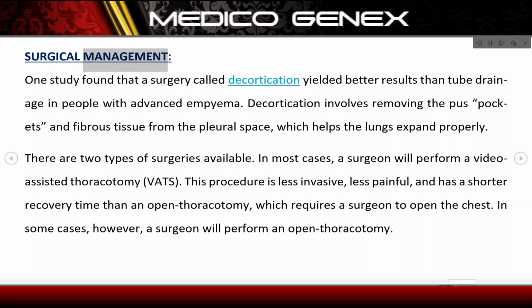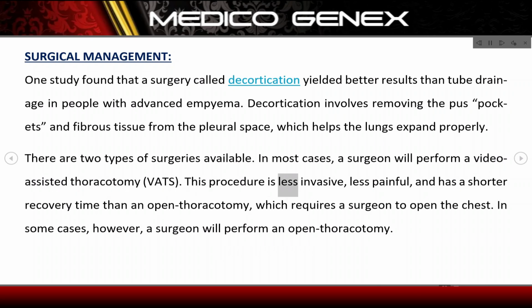Surgical management. One study found that a surgery called decortication yielded better results than tube drainage in people with advanced empyema. Decortication involves removing the pus, pockets, and fibrous tissue from the pleural space, which helps the lungs expand properly. There are 2 types of surgeries available. In most cases, a surgeon will perform a video-assisted thoracotomy, VATS.